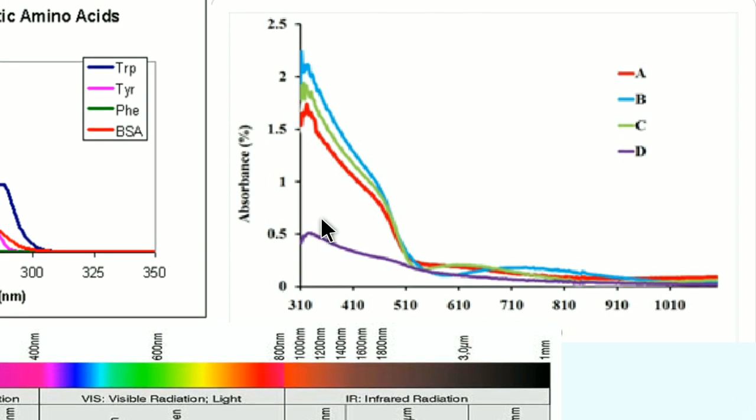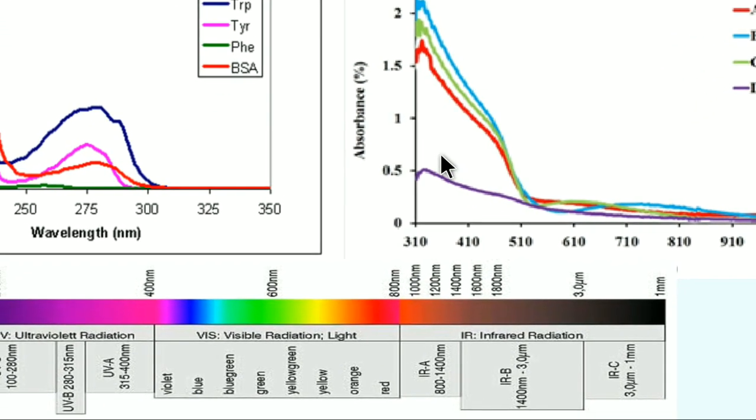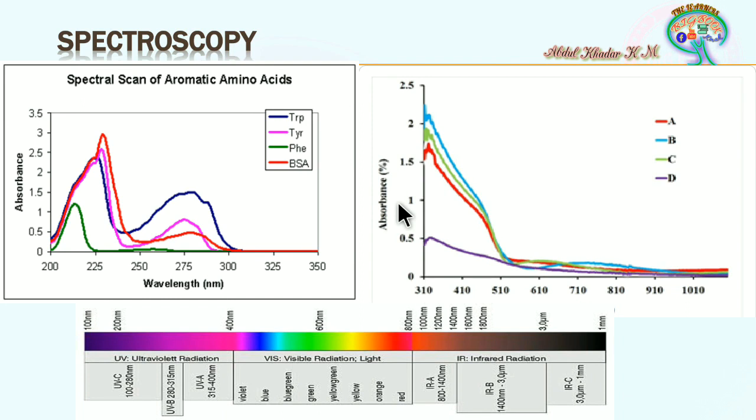Now here the compound D is showing a good absorptive value at 310 nanometers, whereas the other compound, A, is showing an absorbance value of 1.5, but compound B is showing about 2, so we are not going to consider it. So this is how the chemical species show the difference in their absorbance when subjected to a particular range of wavelengths.